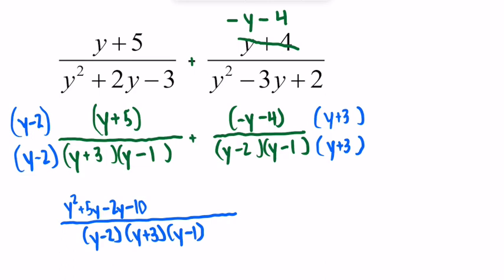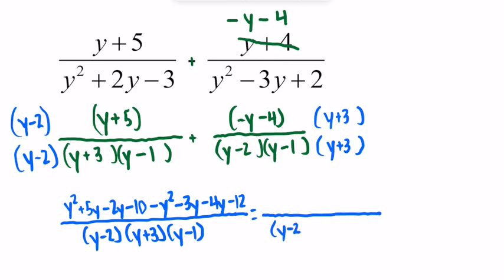From the top of the right side, we do the FOIL method again. Negative y times y, we have minus y squared. Negative y times 3, we have minus 3y. Negative 4 times y, we have minus 4y. Negative 4 times 3, we have minus 12. Now in this case, our denominator stays the same.